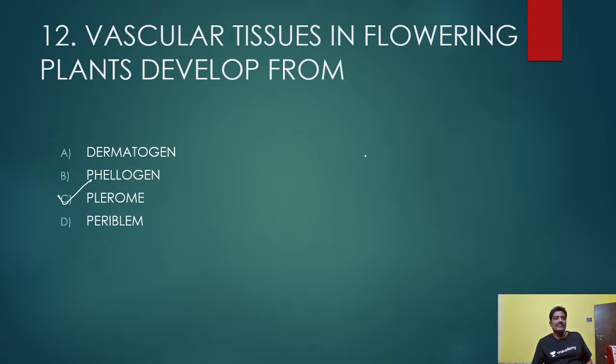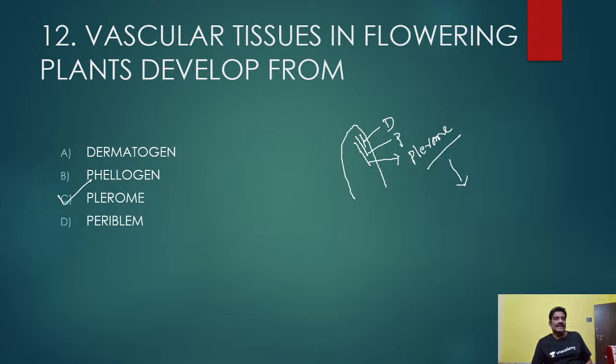Plerome. What is that? What is plerome? At the apex of the stem or root, according to histogen theory, the outermost layer is the dermatogen. Just below it is another layer, the periblem. And finally, the innermost layer is called the plerome. So this plerome is responsible for the development of what? Vascular tissues. Vascular tissues develop from plerome, the innermost layer of the apex of the stem.